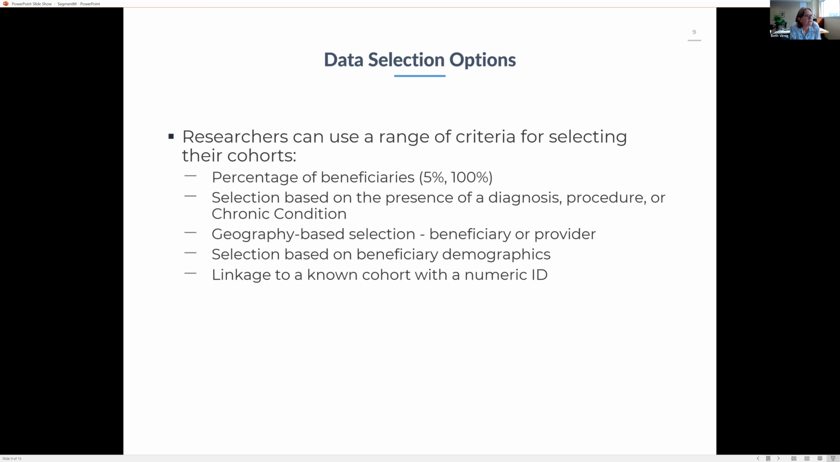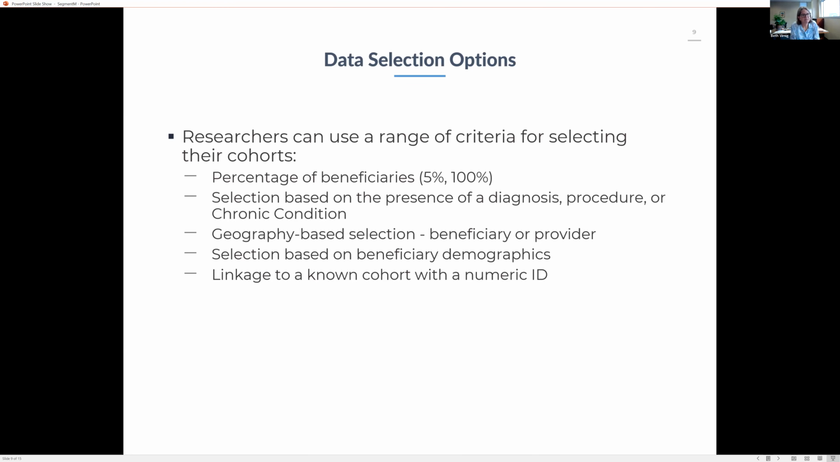So when you select data, remember that you can use a range of criteria for selecting your cohorts. You could ask for a percentage of beneficiaries. I want a 5% random sample. I want to understand the population. In some files, you can get 100%. You could say, I want 100% hospice file and 100% master Benny summary file, so I can understand hospice use as a function of deaths. You could get 100% if there's a reason to do it.